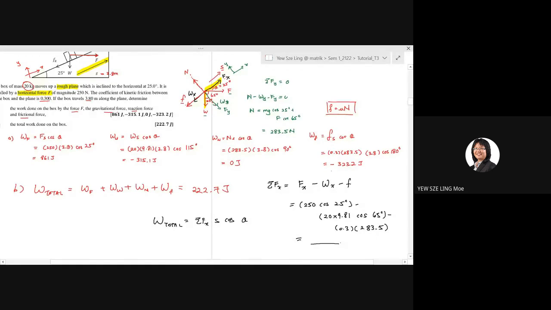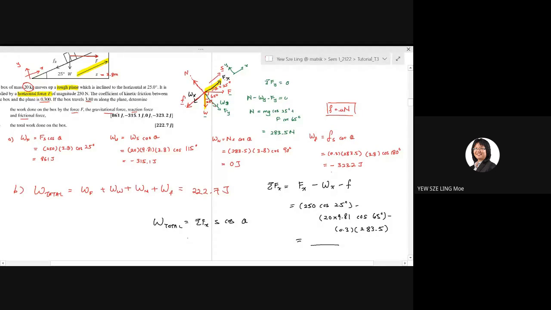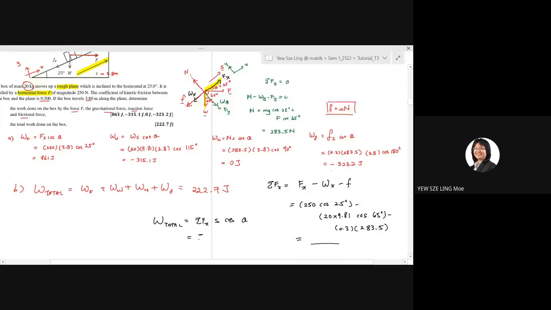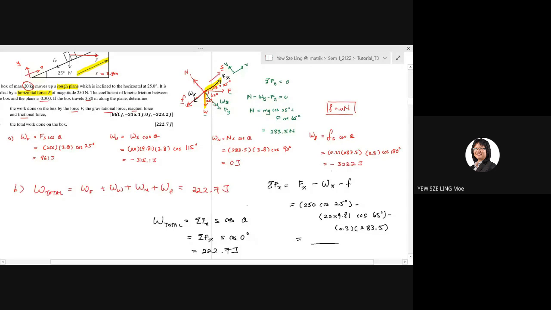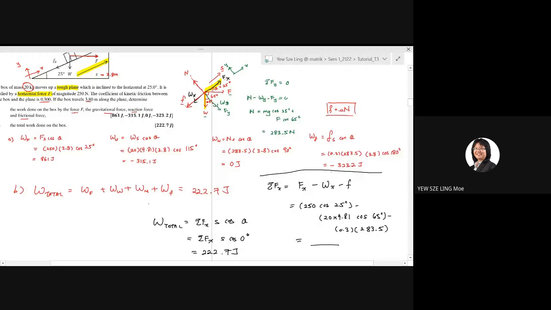So if it is a positive value, and I think it should be, then summations Fx as cos 0 degree, which will also give you 222.7 joule. Okay, 222.7 joule. So that is the second method. All right, the second method. So sometimes you have no choice but to use the second method to calculate it.